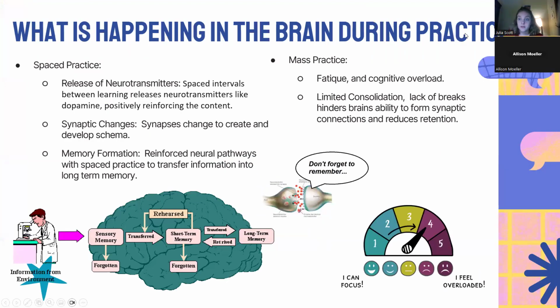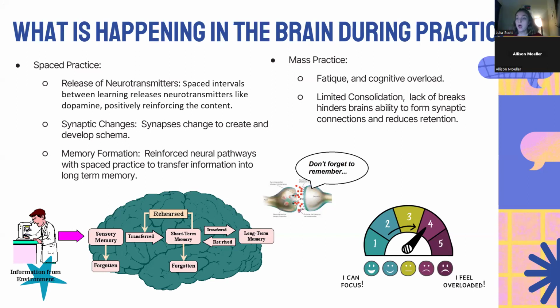So this is what's happening in the brain during practice. During space practice, you have synapses that are making connections with one another and then releasing neurotransmitters. So those synapses making connections every single time, like you can see in this graphic down here, every single time that you ask students to retrieve that information and those synapses make a connection, it's strengthening that connection and forming a schema about the topic. When it releases a neurotransmitter, sometimes that neurotransmitter can be something like dopamine. And so it creates a positive experience for the learner when they are rehearsing at spaced intervals.